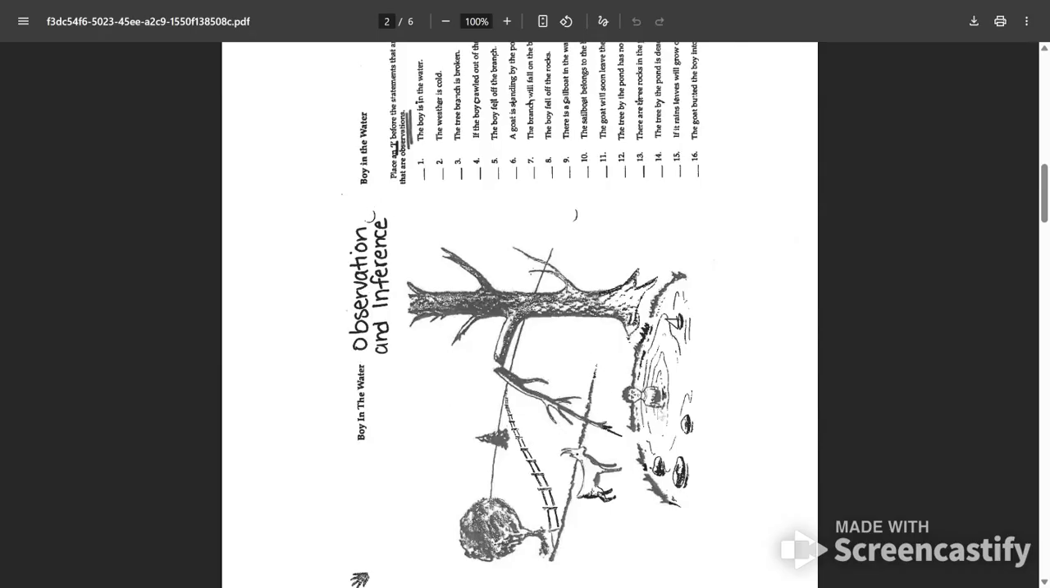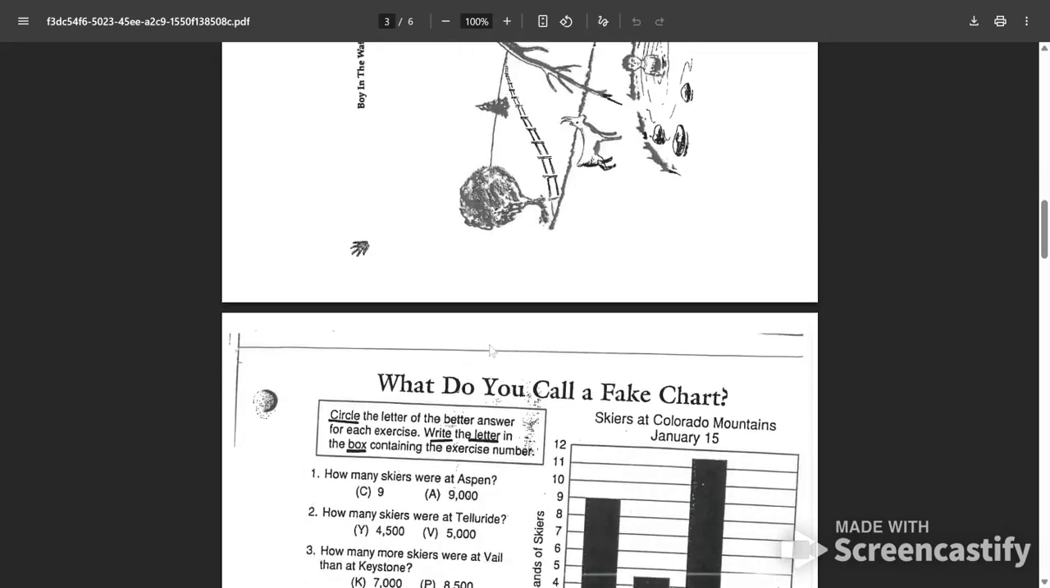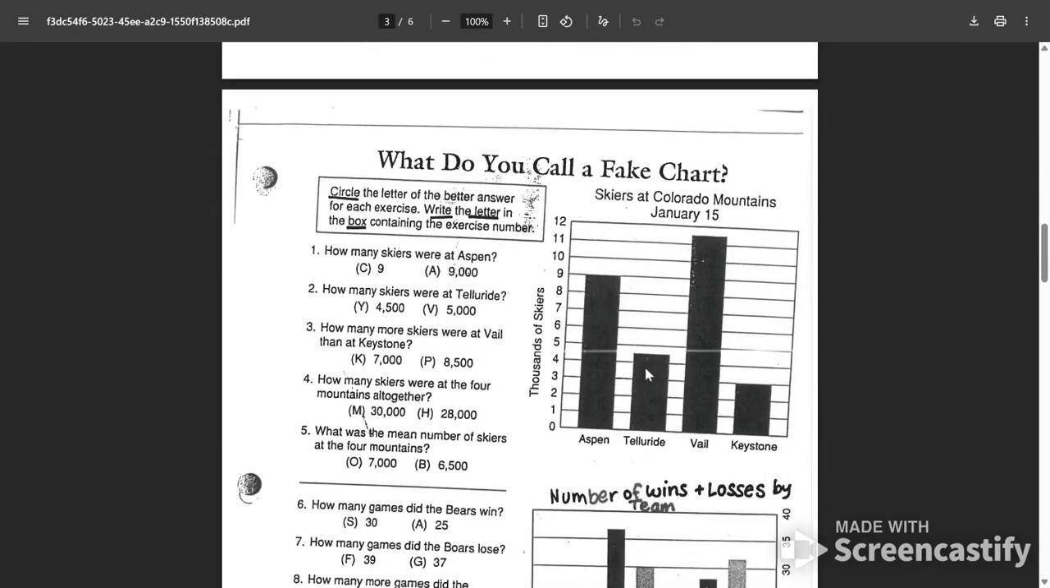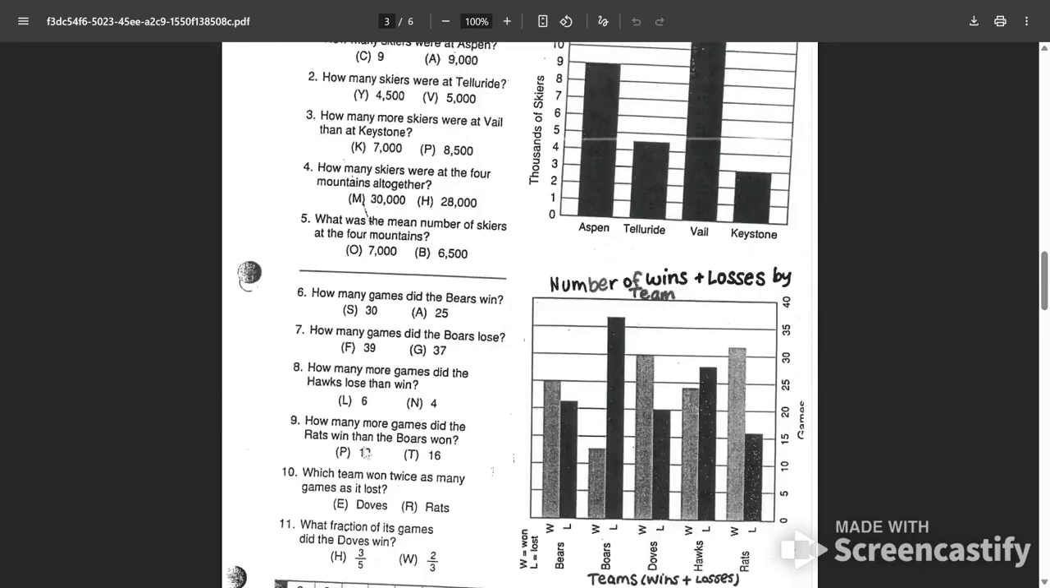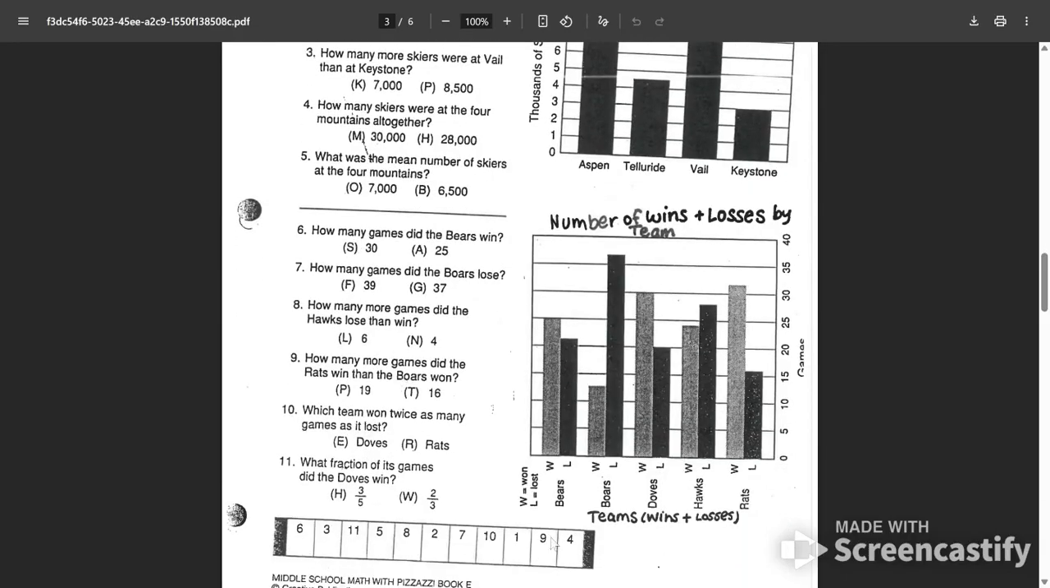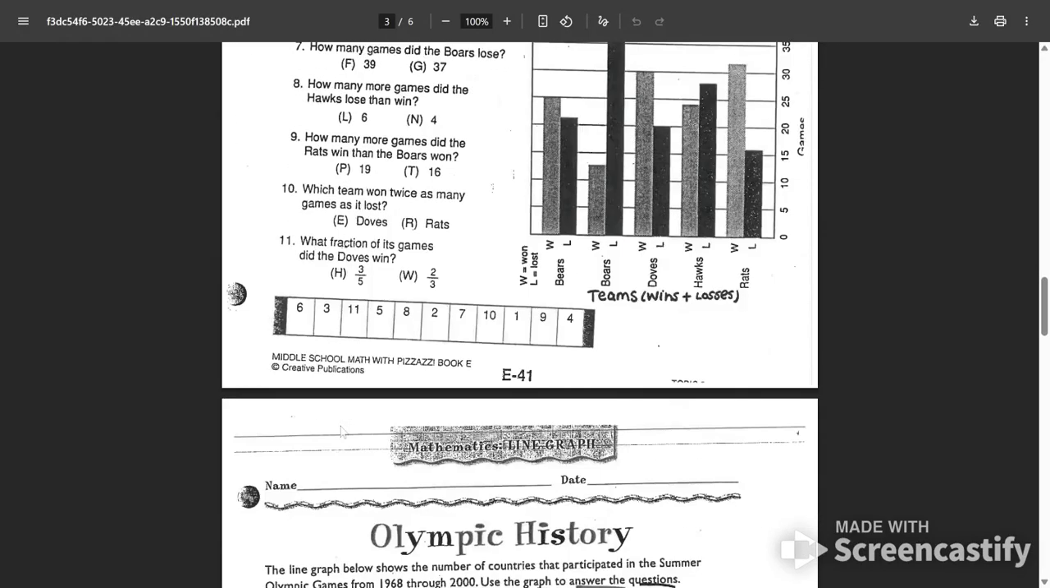Then you're going to do observation inference. So you're going to look at this picture and you're going to write if this sentence is an observation from the picture or an inference from the picture. You're going to read these graphs and circle the letters that it goes with. And then based on whatever letters you circled, you're going to fill that in.